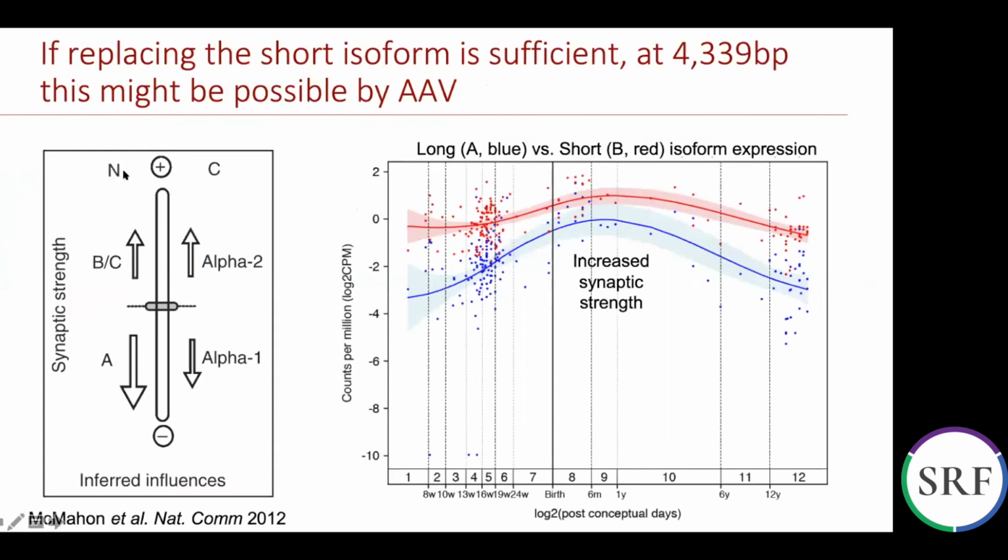And this is just putting that back to this pattern here. The A isoform decreases synaptic strength but remains flat. The B isoform increases synaptic strength and has this dramatic surge during fetal development. The other important observation here, of course, is that the longer isoform is expressed at a higher level throughout development.